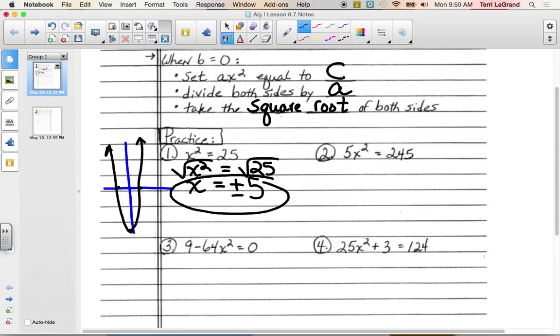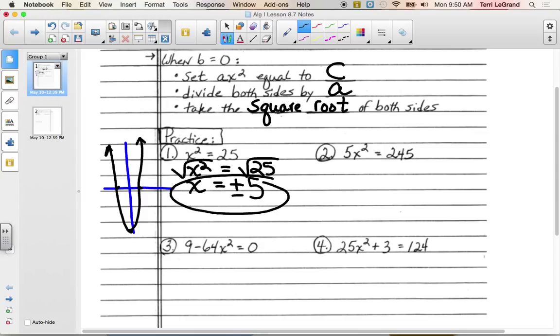Anybody got questions at this time? Okay, number 2. What do you think? We have to do the first step, set ax squared equal to c? No? Okay, so our ax squared is 5x squared. Our c is 245. There is no x term, so we know b is equal to 0. So then the next step says divide both sides by a.